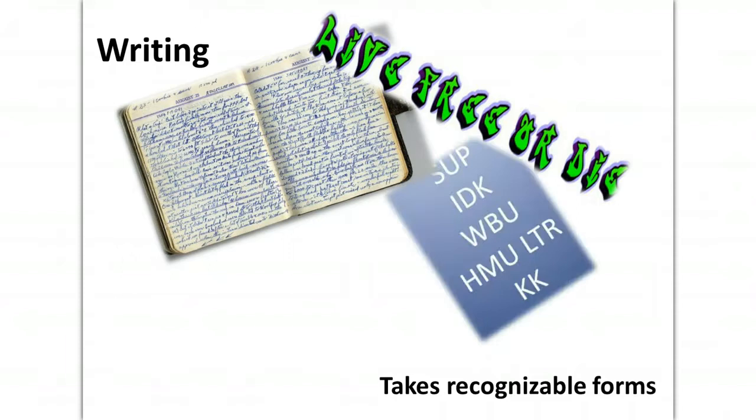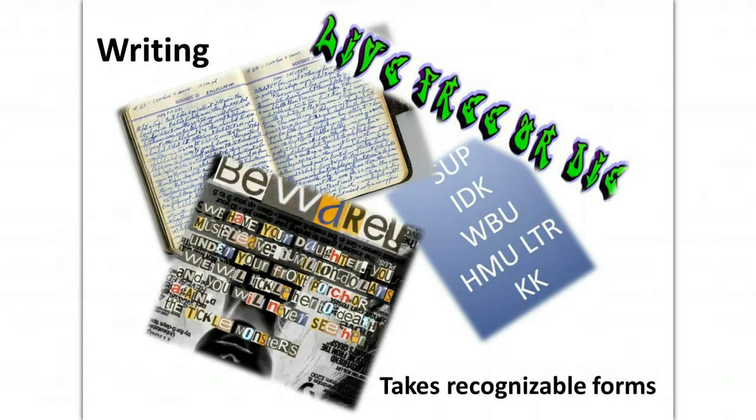Text messages, because they have little bitty screens, often have very strange shorthands on them, which people who don't text have difficulty reading. And of course, if you've ever gotten a ransom note, you'll know that a lot of the letters are cut out at random from magazines to hide the handwriting or the printer copy of the ransom producer.